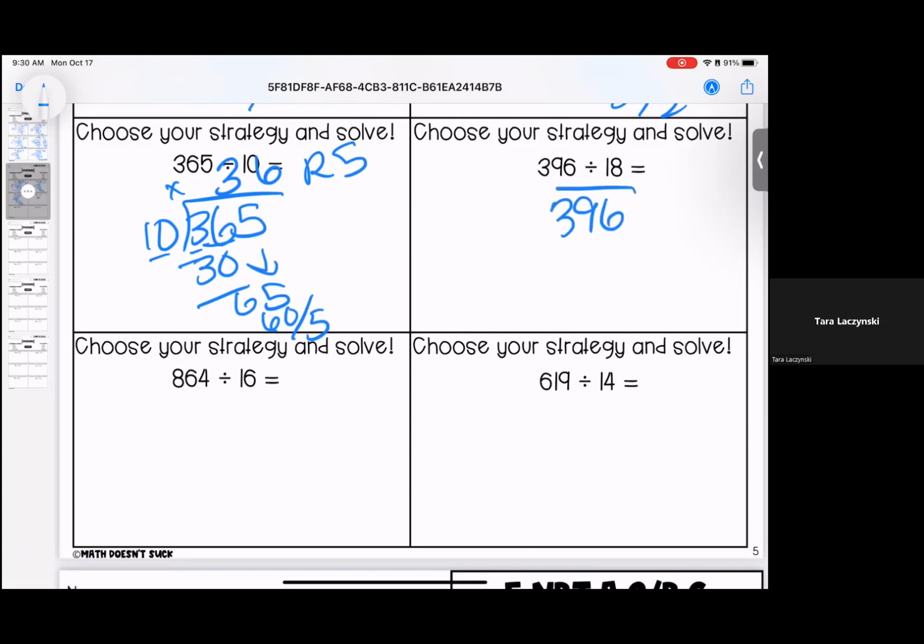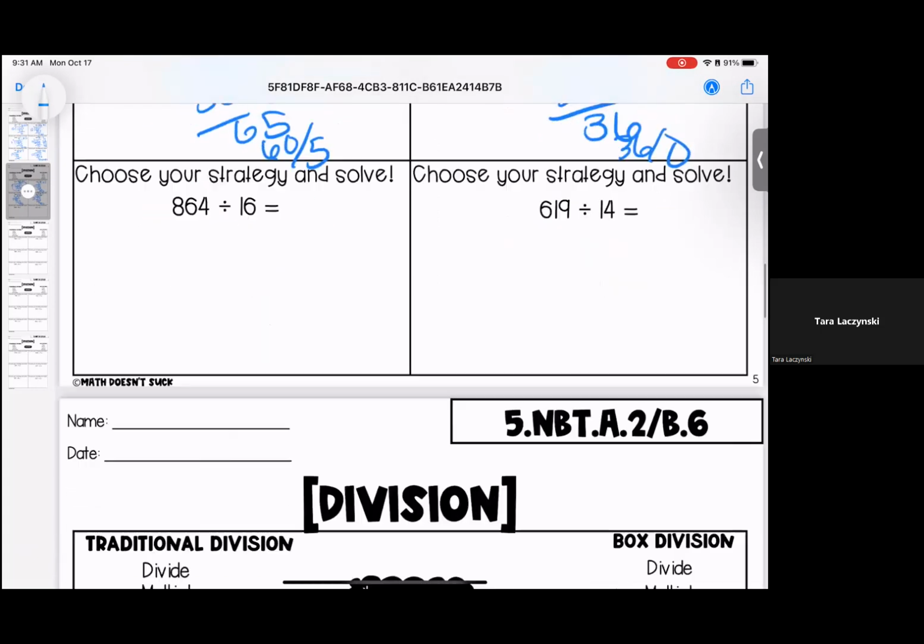Moving over here to 396 divided by 18. This one is going to go in with no remainder. Does 18 go into 3? No, but it does go into 39 2 times. 18 times 2 gives me 36. I subtract for 3. I bring down my 6. I notice these are a match. No remainder. My answer is 22. 2 more on this page.